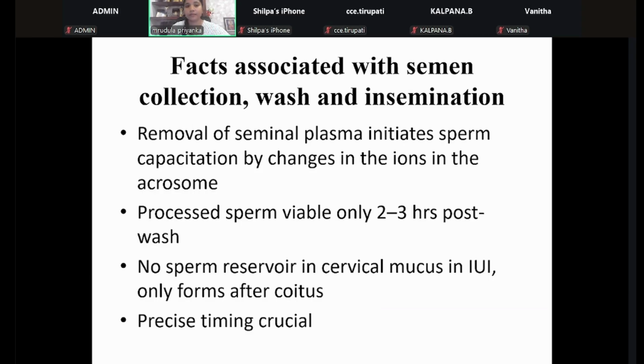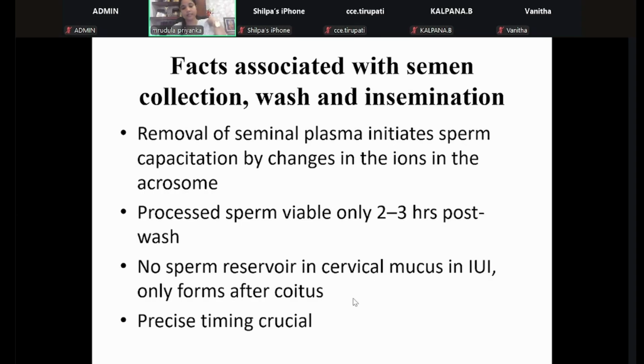So, I'll be dealing with some facts associated with the sperm and the oocyte, the facts associated with semen collection, wash, and insemination. In IUI, when we remove the seminal plasma, it initiates sperm capacitation by changes in the ions in the acrosome. So, the processed sperm is viable only 2 to 3 hours post washing. There is no sperm reservoir in cervical mucus in IUI, whereas in natural intercourse, there is a sperm reservoir in the cervical mucus, and the sperm can live in the female reproductive tract for at least 4 to 5 days.